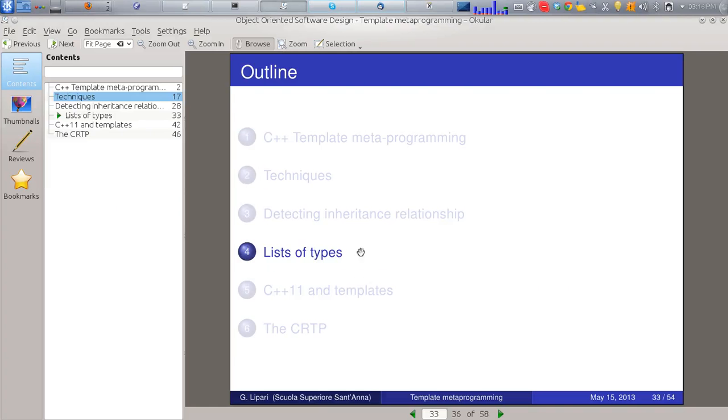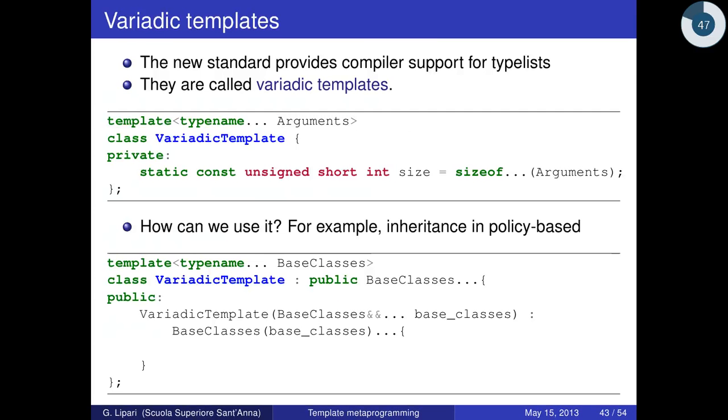Okay, I'm going to skip the list of types and I'm going to concentrate instead on C++11 and templates. The new standard provides support for what is called variadic templates. What is a variadic template? A variadic template is a template of an unspecified number of arguments. Okay, and these are called also type lists because they are lists of types. So a variadic template is a class which takes a variable number of template arguments, and this is used rarely, fortunately, because it's not very easy to understand, but it can be used in some cases.